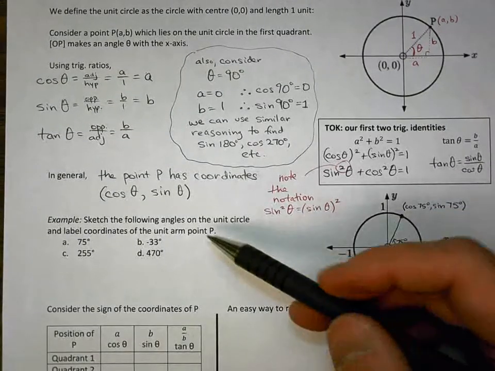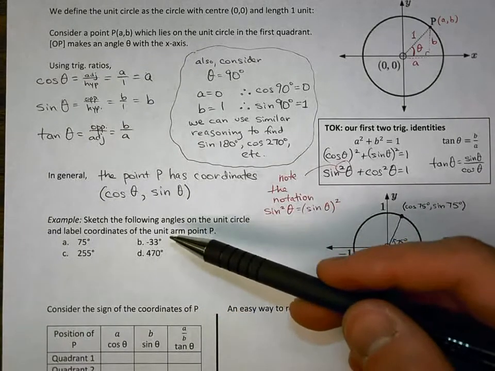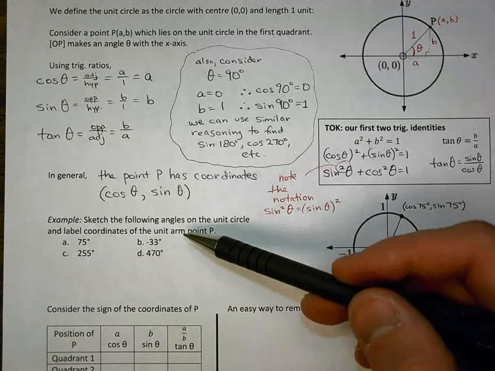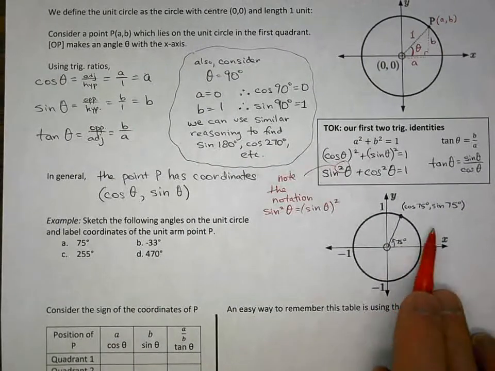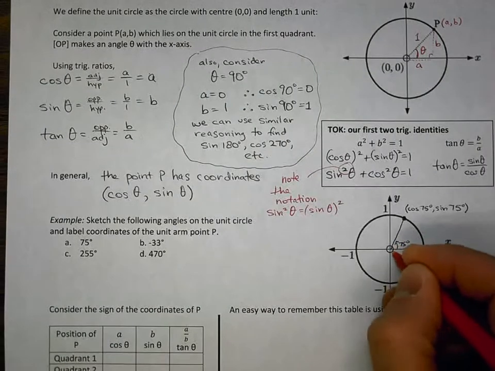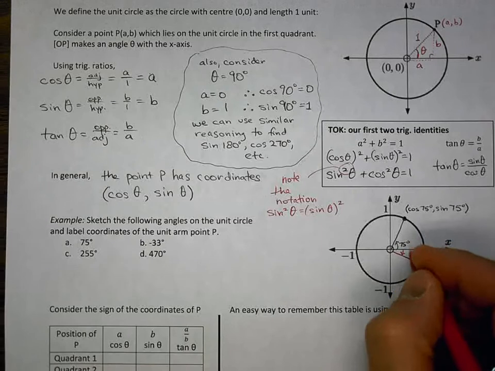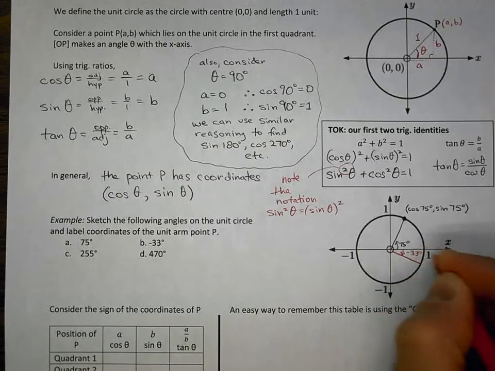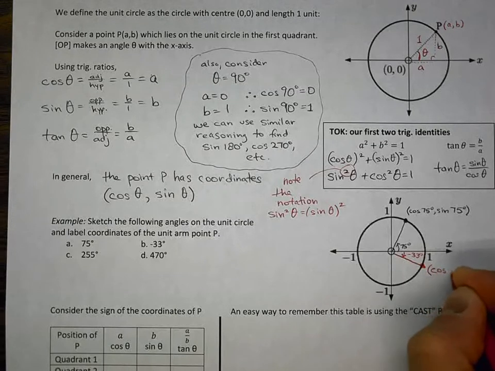Okay, now look how we can do other angles that are not just between 0 and 90. That's the great thing about the unit circle. Negative 33, for example. Well, negative 33 means I start at the x-axis and I go down, I go backward, I go clockwise. 33 is going to be approximately this angle here, so that's negative 33 degrees. So this point is cos negative 33, sine negative 33.